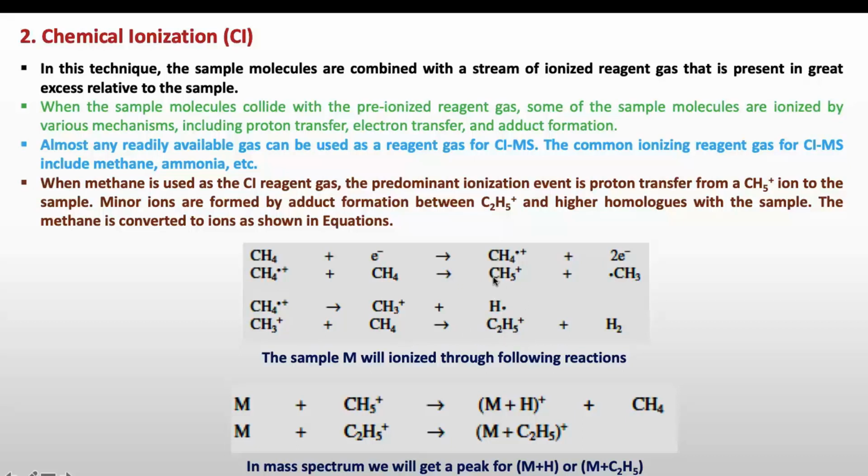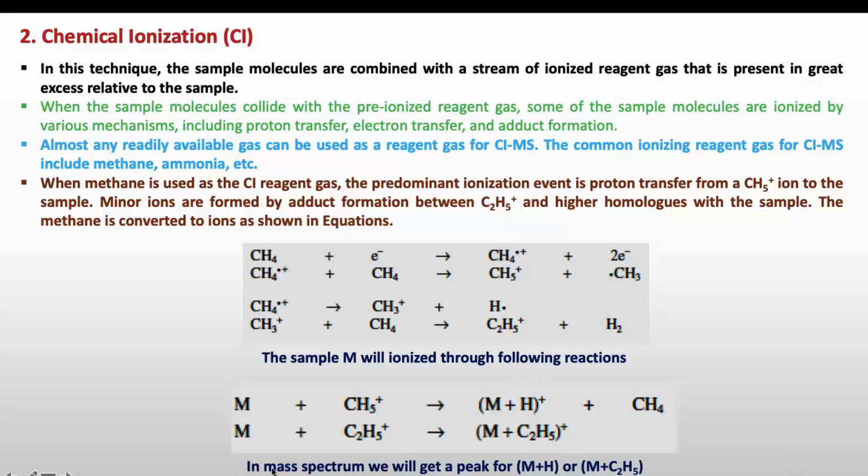So finally, CH5+ and C2H5+ are important to convert our sample molecule to ions. Now this CH5+ collides with M, our sample molecule, and converts it to M+H, meaning it's doing proton transfer. Second, when M collides with C2H5+, it makes M+C2H5, meaning adduct formation. In both cases, a cation is forming. Now the mass analyzer can detect it, or we can control it.